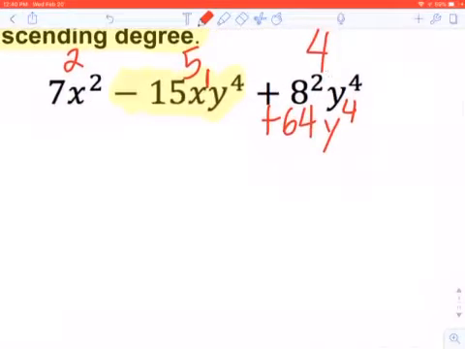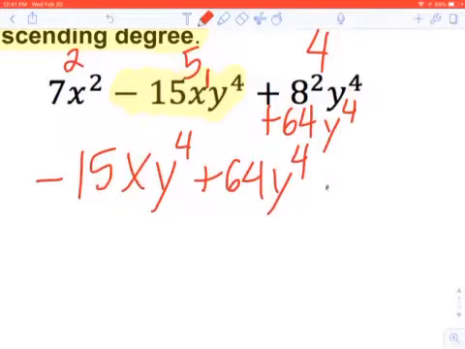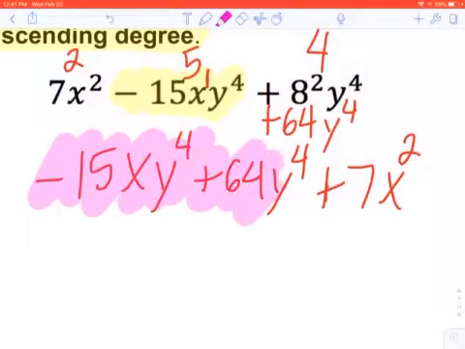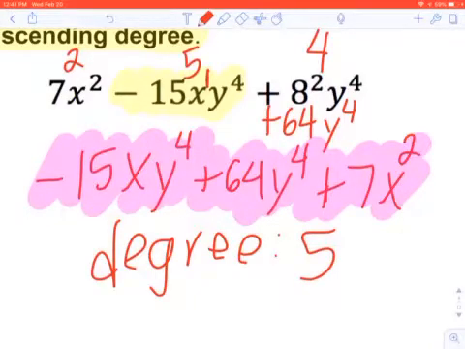If I wanted to rewrite this in standard form, I would put negative 15xy to the fourth first because that was degree 5. Then I would put 64y to the fourth next, that's degree 4. And then finally plus 7x squared. So this is what we would consider standard form, and the entire thing would be degree of 5 because that first term had degree 5 in it.